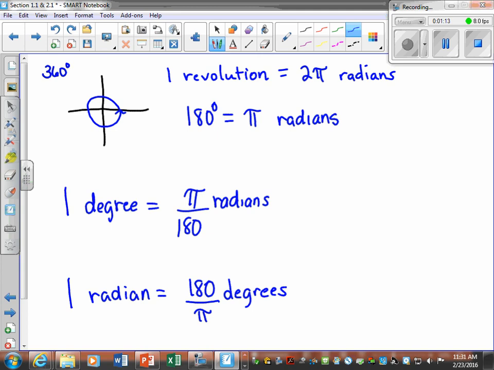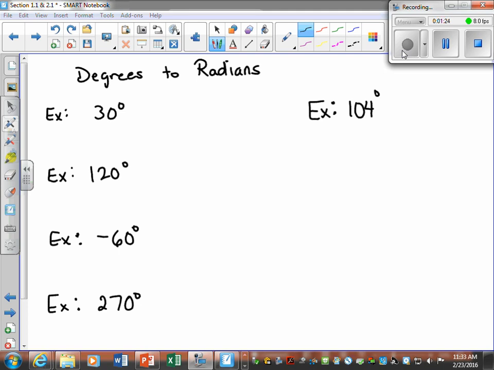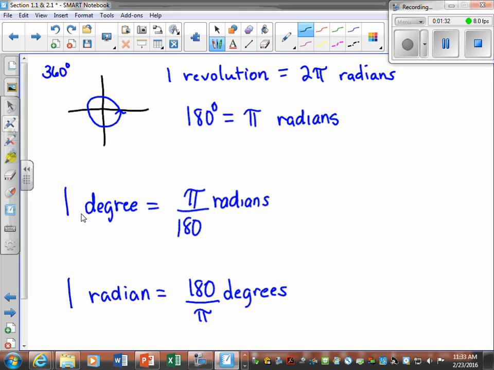Okay, so our next thing is we're going to use this given information to convert from degrees to radians and then back from radians to degrees. So we're just going to be working some examples next. Okay, so here's about 5 examples where we're going to convert from degrees to radians. Now if we look back on the next page, we can see to go from degrees to radians, we're going to multiply by pi over 180.